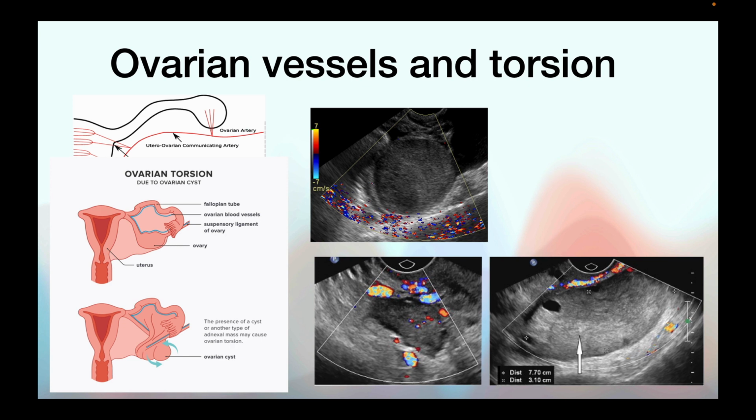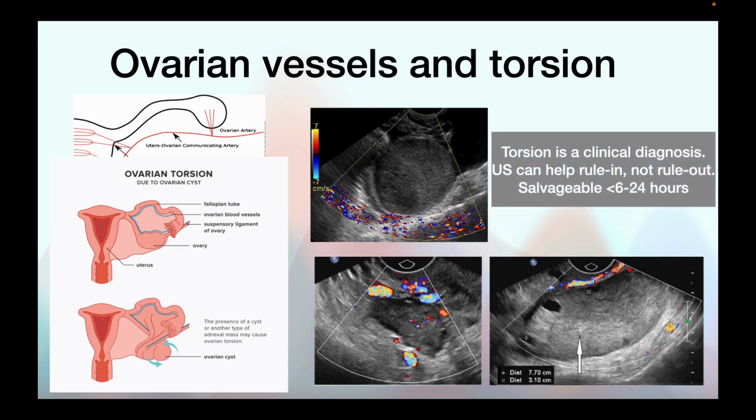So ovarian torsion: we have dual supply to the ovaries, with the ovarian artery, as well as the communication from the uterus itself, this communicating artery. Similar to your evaluation of the testicle, you're going to put some color on the ovary, and here there's no flow. The ovaries themselves should be homogeneous as well, except for these follicles. Here you can see that it's not homogeneous. There are relatively hypoechoic and hyperechoic elements to this ovary, and this should really raise your suspicion for ovarian torsion.